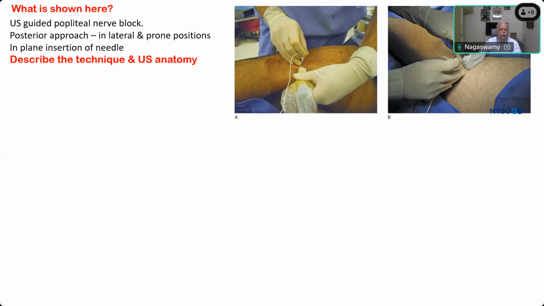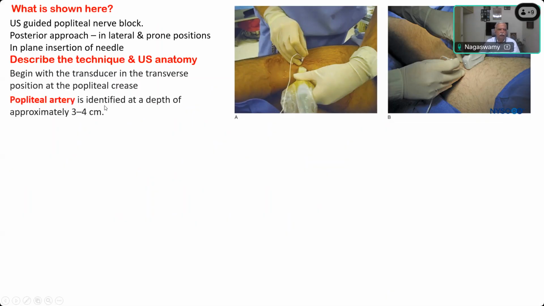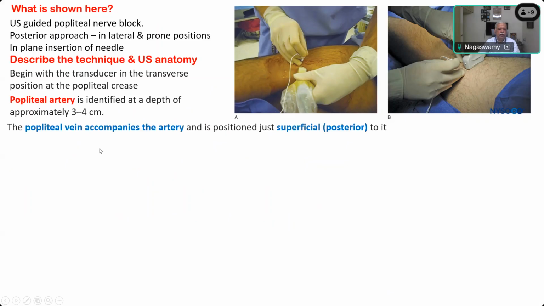How do you first start doing this? We start at the apex of the popliteal fossa and identify the popliteal artery. The popliteal fossa is a large area, so where do you start? Apex of the popliteal fossa, the popliteal crease. Okay, they begin with the transducer in the transverse position at the popliteal crease. Then first identify the popliteal artery, which is at a depth of 3 to 4 centimeter.